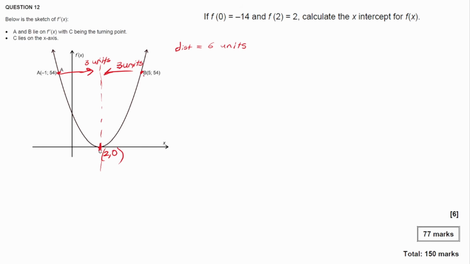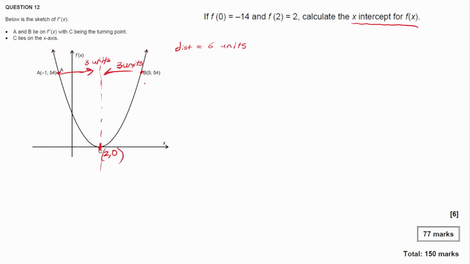If we move 3 to the left from 5, we end up at 2. All right, so this is just using the information they've given us. Now they say f of 0. So careful, there's no prime here. They say f of 0 is equal to -14, and f of 2 is equal to 2. Calculate the x-intercept of f. So the x-intercept of f.